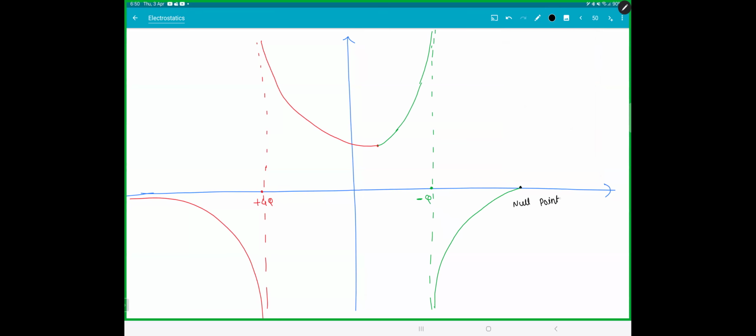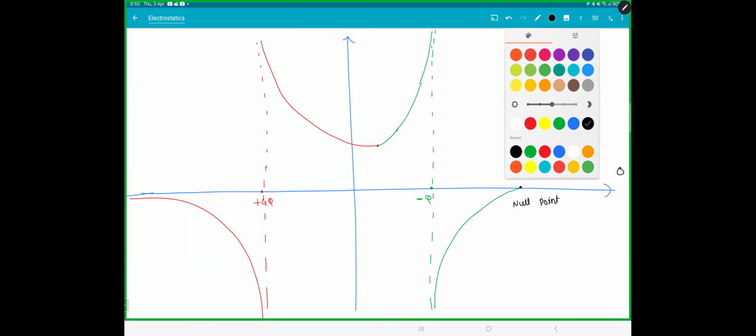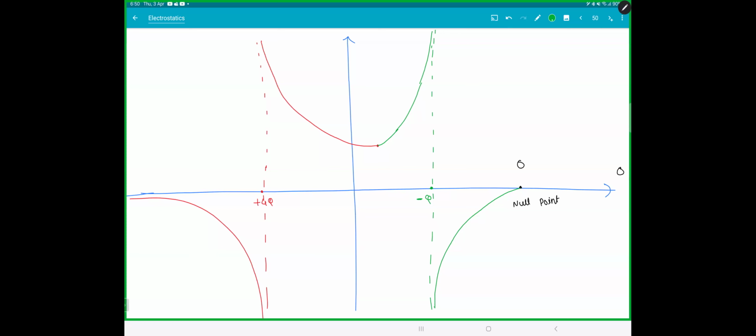Now, let me ask you this. What is the field at the null point? 0. What is the field at infinity? 0. So this graph which is going up has to go up and then come down. Think about it. If it is initially 0, finally 0, this graph is not possible. It can't be a horizontal line like this. Right? This is also not possible like this.